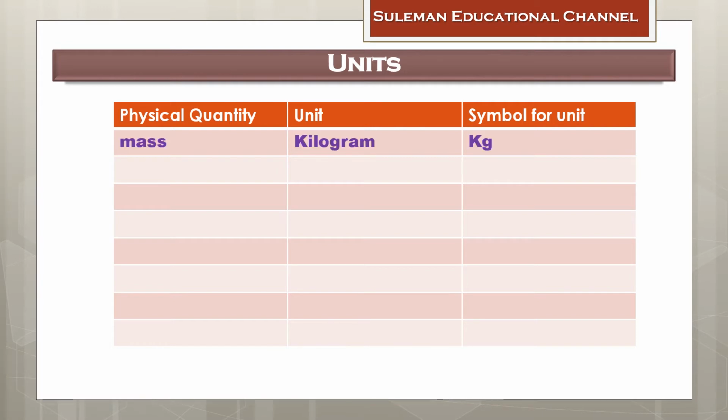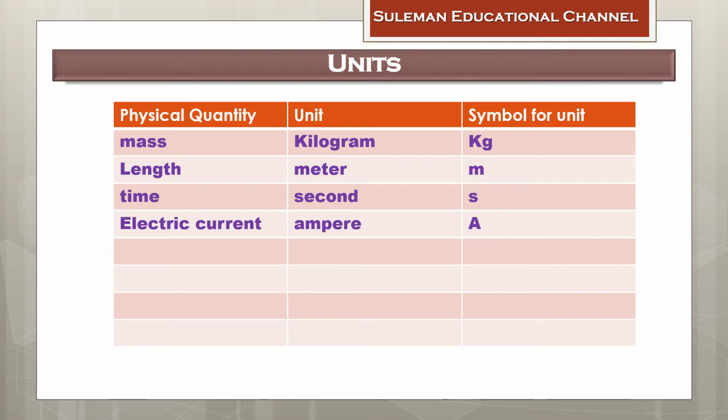Kilogram is the unit of mass and is represented by kg. Meter is the unit of length and is represented by m. Second is the unit of time and is represented by s. Ampere is the unit of electric current and is represented by the symbol A.